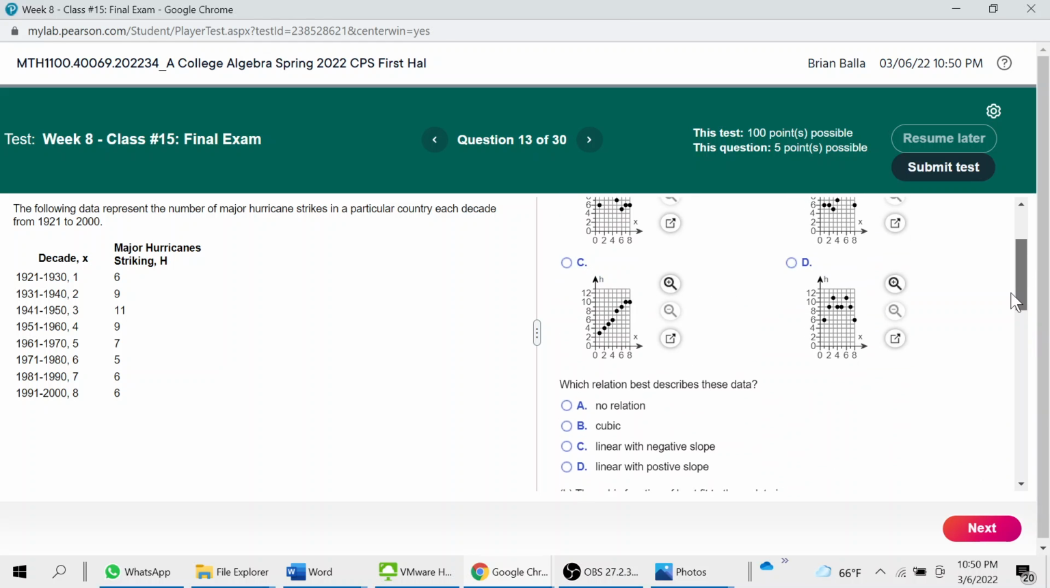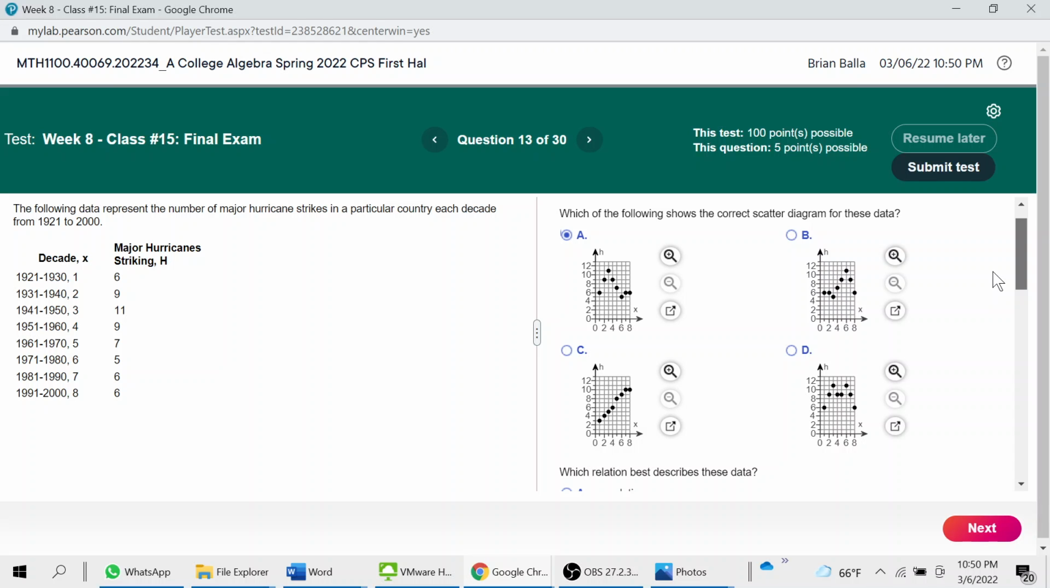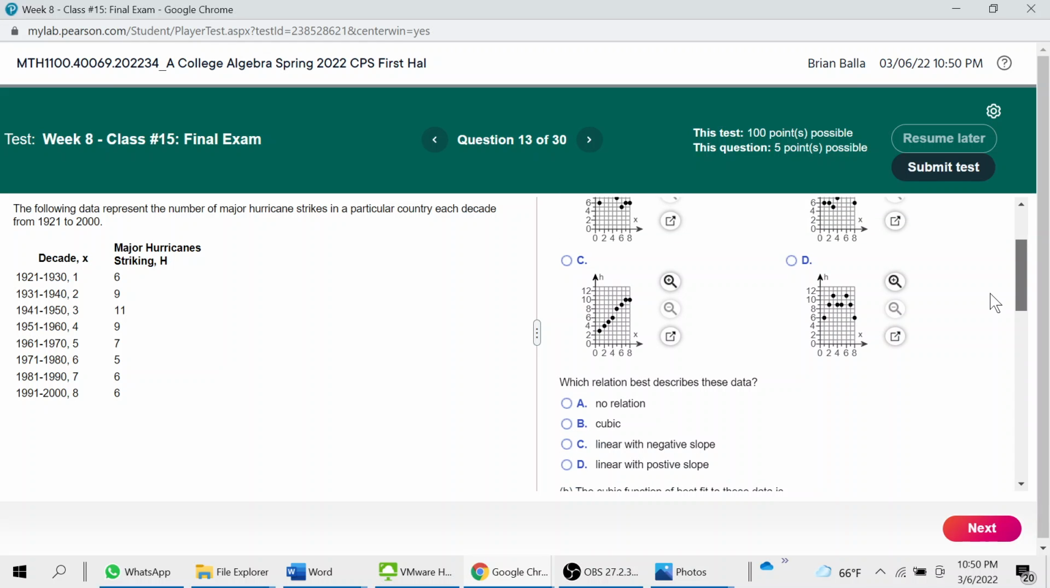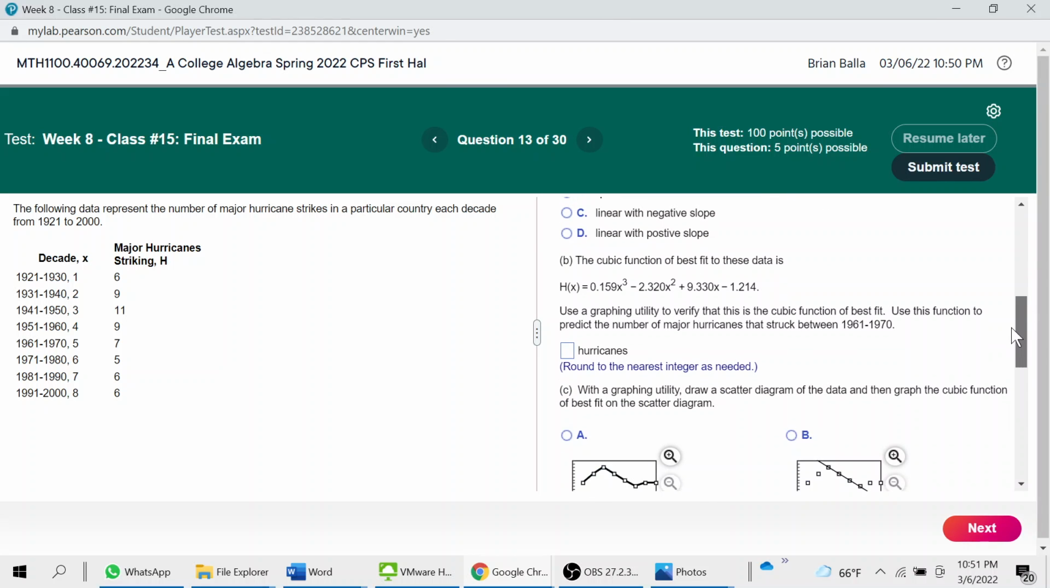Which describes this data? This looks a little quadratic. Or actually, maybe even cubic? Yes, cubic. Okay, perfect. Use this function to predict the number of hurricanes. Okay, let me just use my calculator.